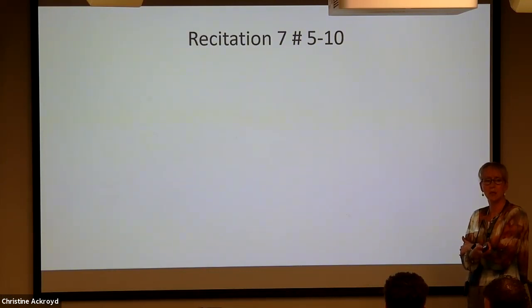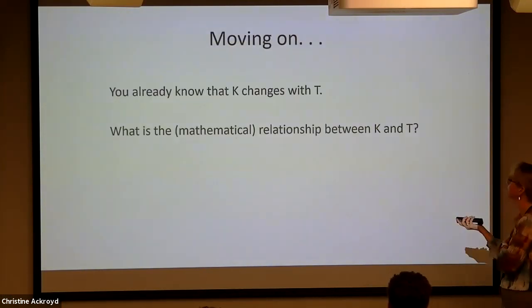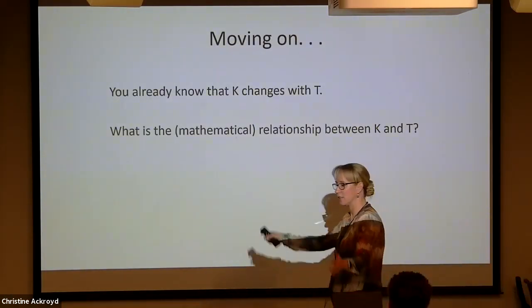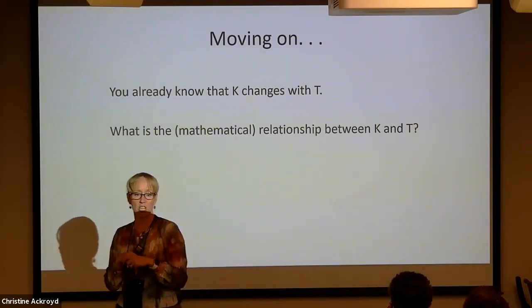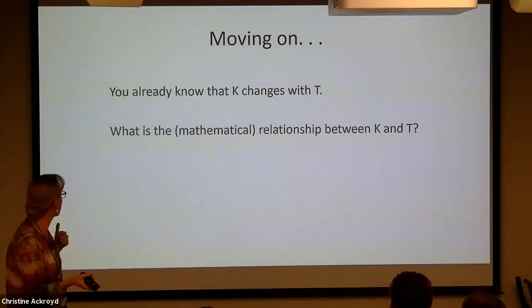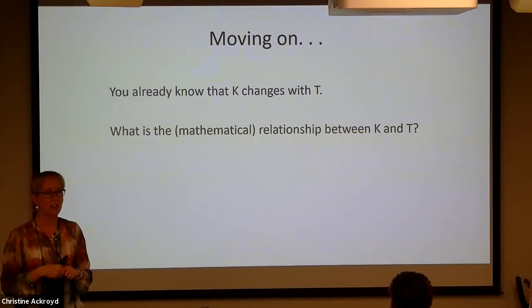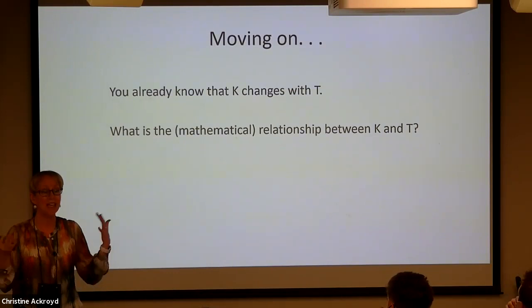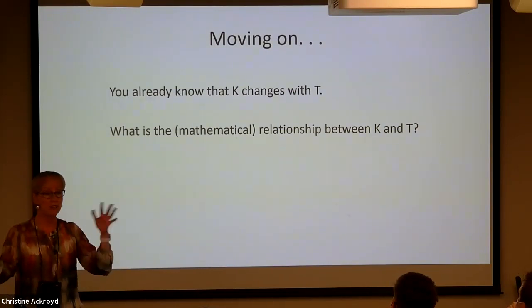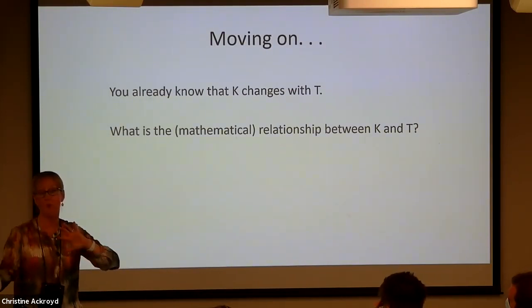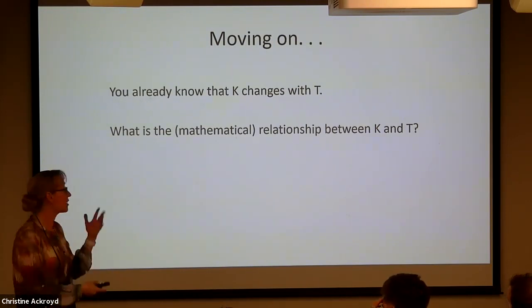Okay, for this plot, let's talk about the van 't Hoff equation and then come back to the recitation. Okay, so you believe me that K changes with temperature, right? If K changes with temperature, what does that mean about delta G naught? Did it also change with temperature? It has to, because K and delta G naught are flip sides of the same coin. They're different ways of expressing the same thing. So if K changes, delta G naught has to change.